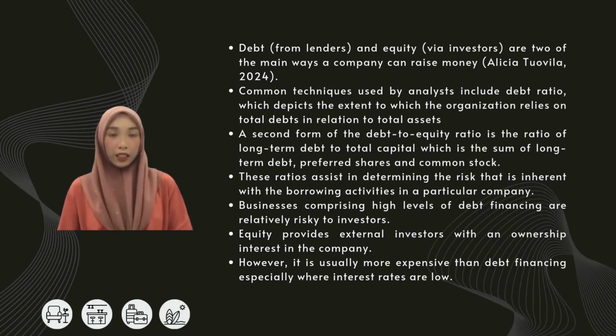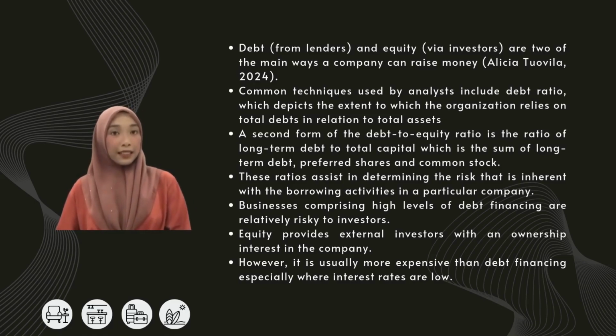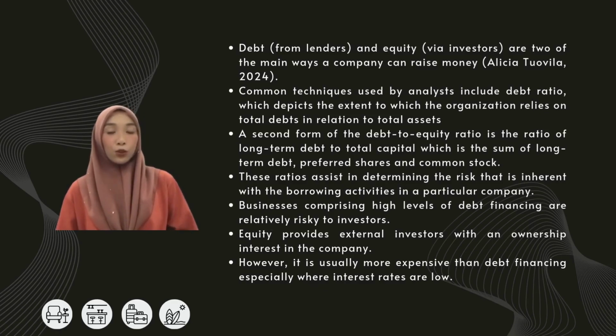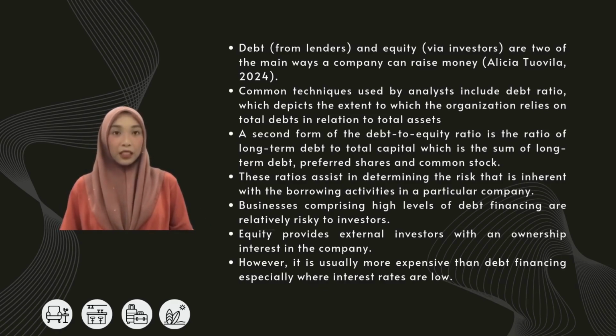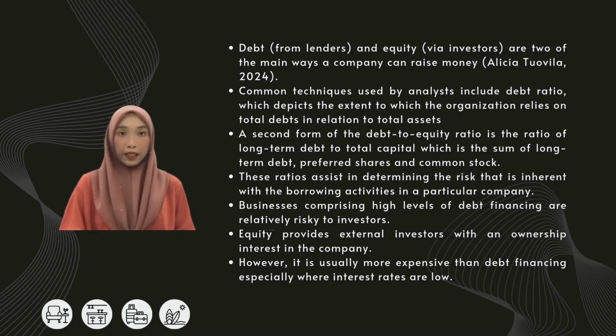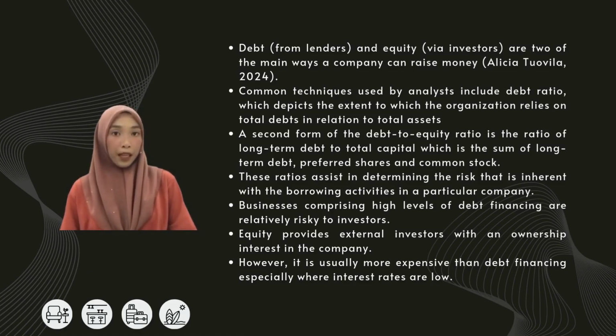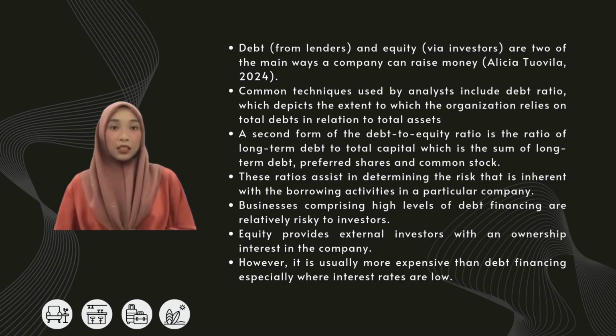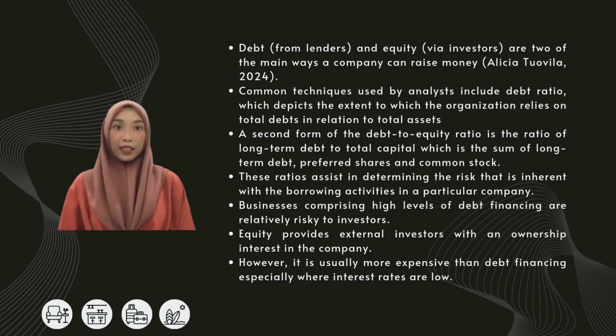Debt and equity are two of the main ways a company can raise money. Common techniques used by analysts include the debt ratio, which depicts the extent to which the organization relies on total debt in relation to total assets. A second form is the ratio of long-term debt to total capital, which is the sum of long-term debt, preferred share, and common stock. This ratio assists in determining the risk that is inherent with the borrowing activities in a particular company. So, businesses with a high level of debt financing are risky to investors.